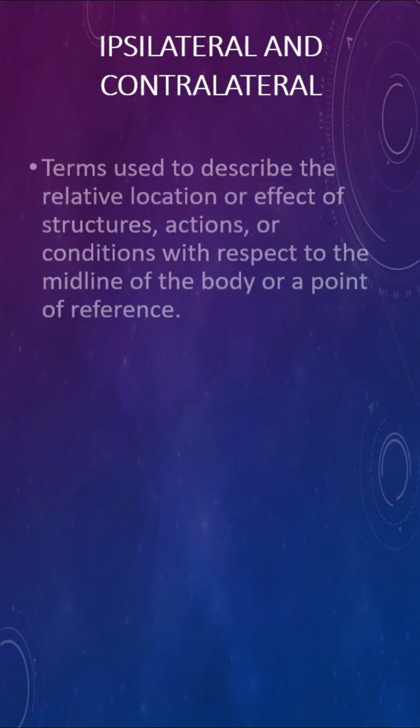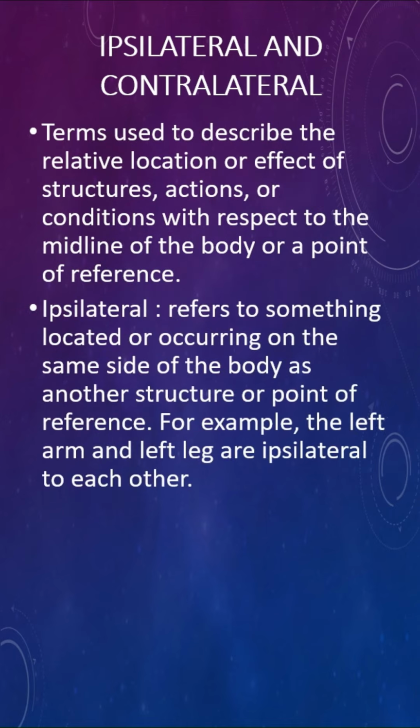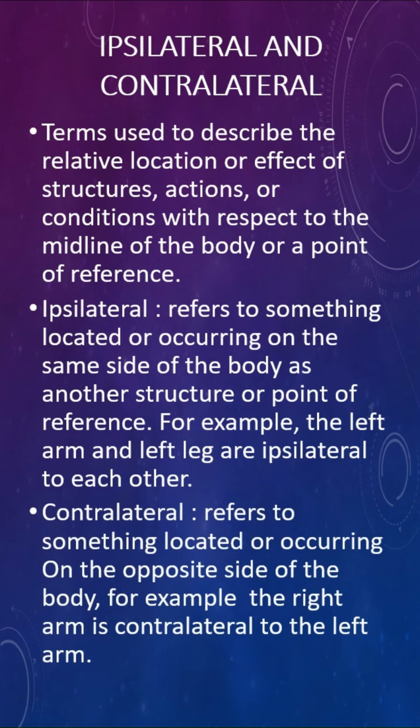Ipsilateral and contralateral are terms used to describe the relative location or effect of structures, actions, or conditions with respect to the midline of the body or a point of reference. Ipsilateral refers to something located or occurring on the same side of the body as another structure or point of reference. For example, the left arm and left leg are ipsilateral to each other.